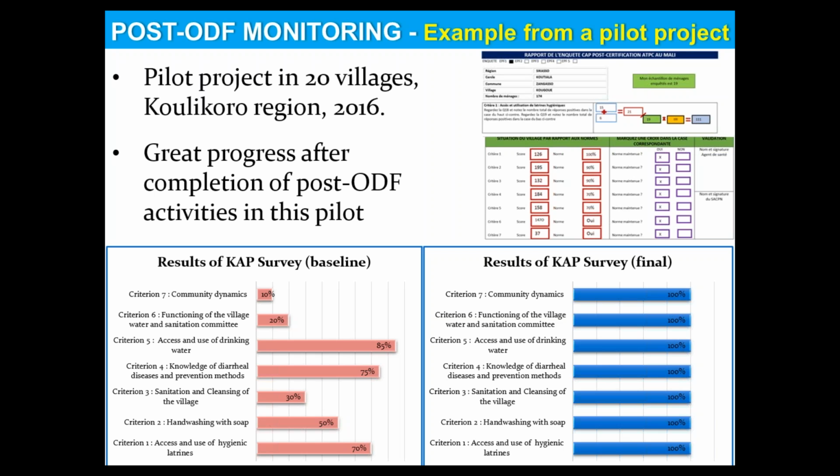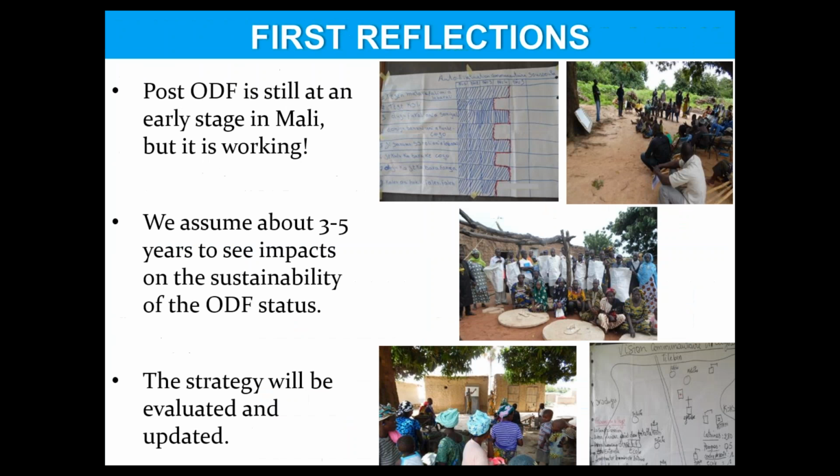So this slide is just to show you an example from a pilot project in Koulikoro region that we conducted just last year. This is the first pilot project; we had 5 pilot projects. You can see here at the bottom that the CAP survey, based on the 7 criteria I presented in my second slide, shows that from the baseline and after the implementation of the post-ODF strategy, the village has made great progress in all the criteria.